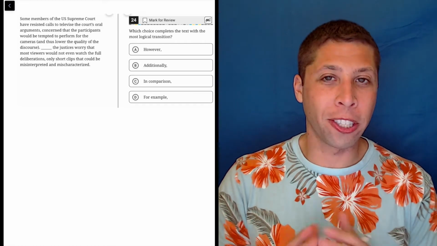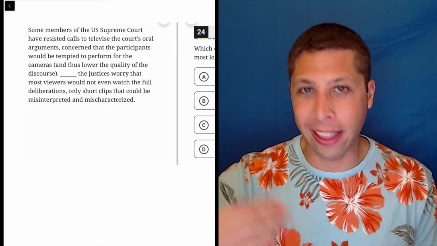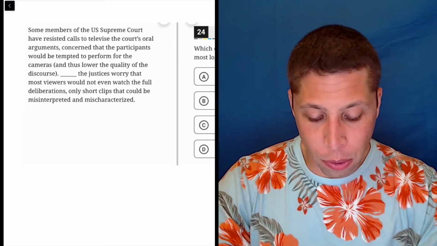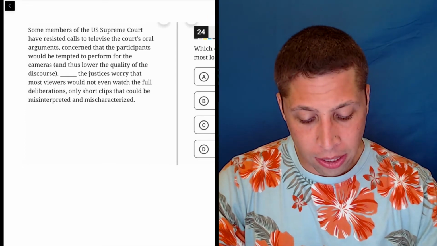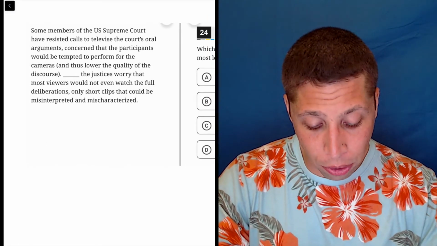All right, remember the strategy here. Don't look at the answer choices. Go right to the text and see if you can connect these two dots yourself without getting biased by the choices. Some members of the U.S. Supreme Court have resisted calls to televise the court's oral arguments, concerned that the participants would be tempted to perform for the cameras and thus lower the quality of the discourse.